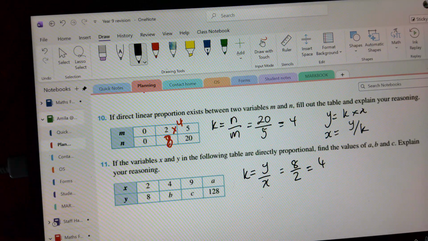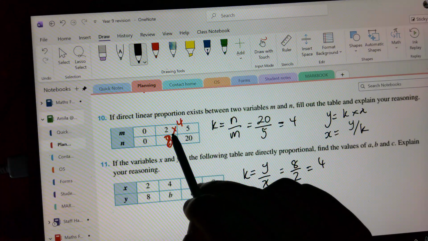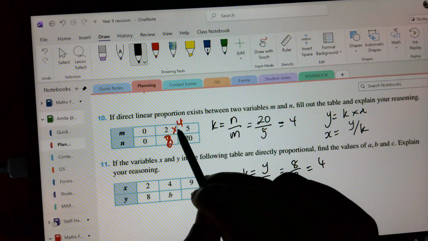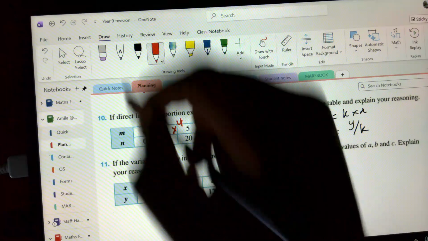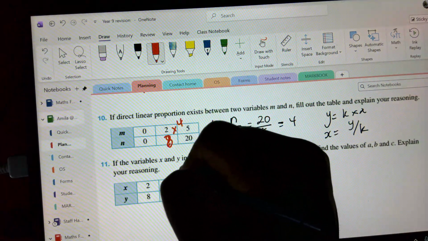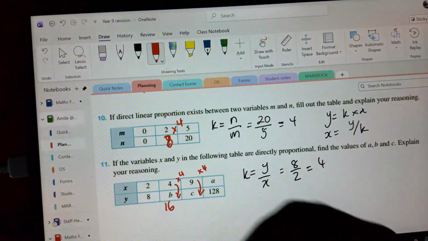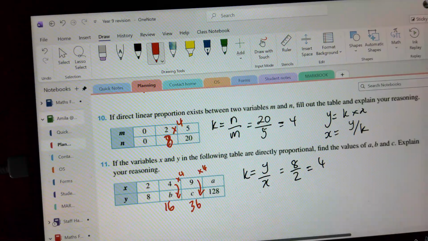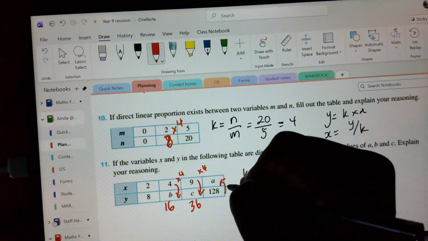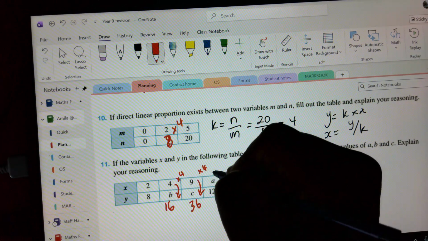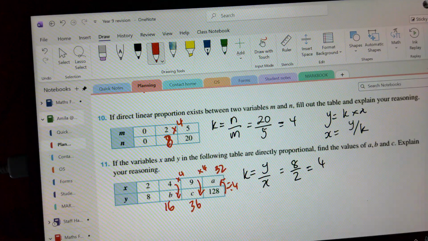And then, like we did here, if I've got my x value, to find my y value, I'm going to multiply it by k. So I'm going to take 4, and I'm going to multiply it by 4. I'm going to take 9, multiply it by 4, that gives me 16 here, 36 there. If we're going the other way around, instead of multiply, we're going to divide. So I'm going to do 128 divided by 4, which is 32.